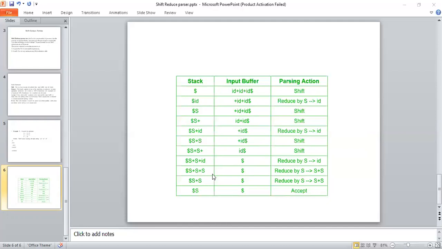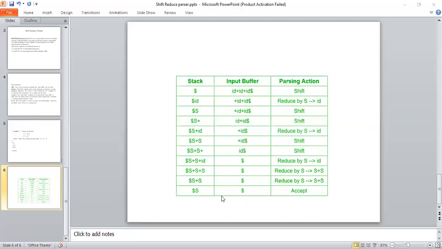Now reduce by S tends to S plus S. So this S plus S I'm replacing with the capital S. According to your production, you have a production S tends to S plus S, so this S plus S is removed by S. So S plus S is replaced with S. Again in my stack I have dollar S plus S, and my input string is dollar. Again reduce by S tends to S plus S. This S plus S is reduced by S. My input string is dollar only.